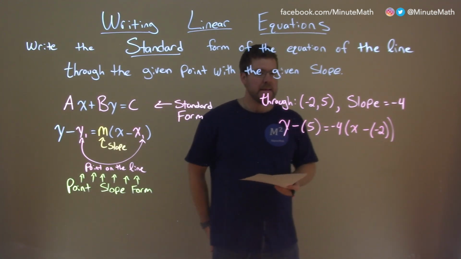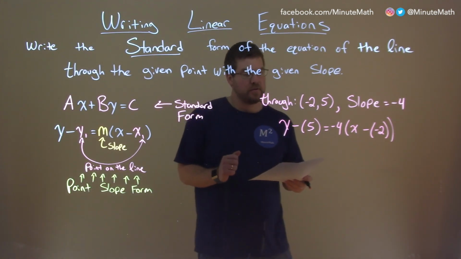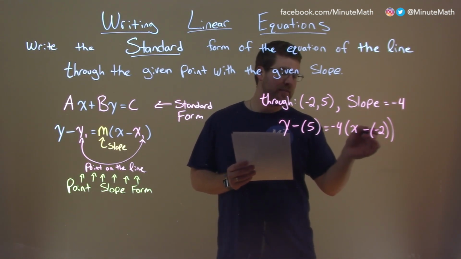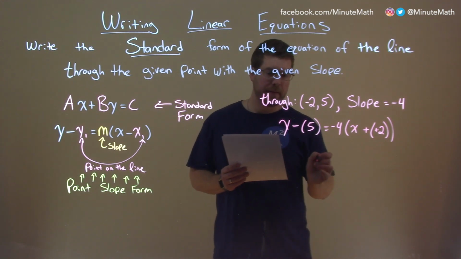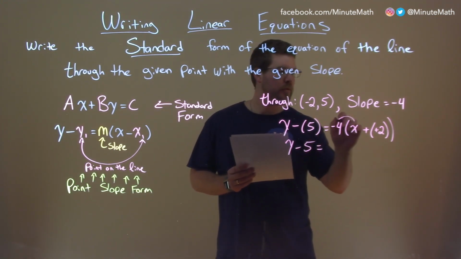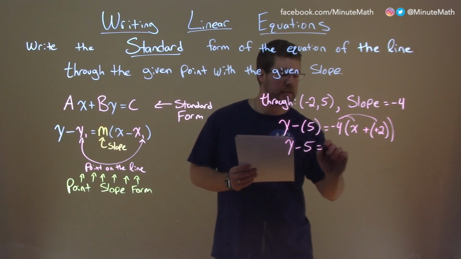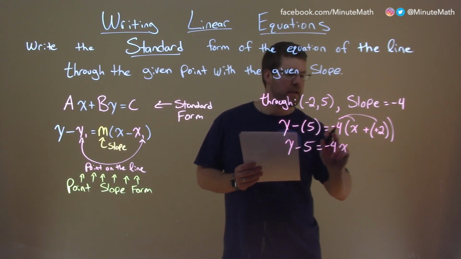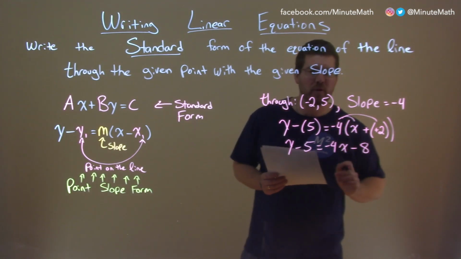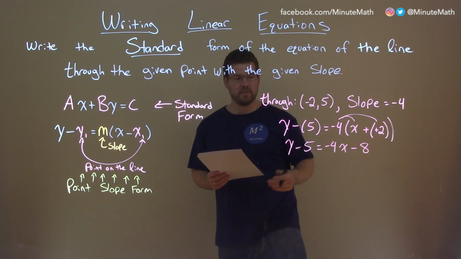Okay? And now we want to simplify as much as we can. First thing I note here, this minus and negative is like plus a positive, so I'm going to do that there. So we have y minus 5 here equals, distribute the minus 4 to both parts, negative 4x, and negative 4 times a positive 2 is a negative 8. Keeps going back and forth, negative, positive, negative, positive.